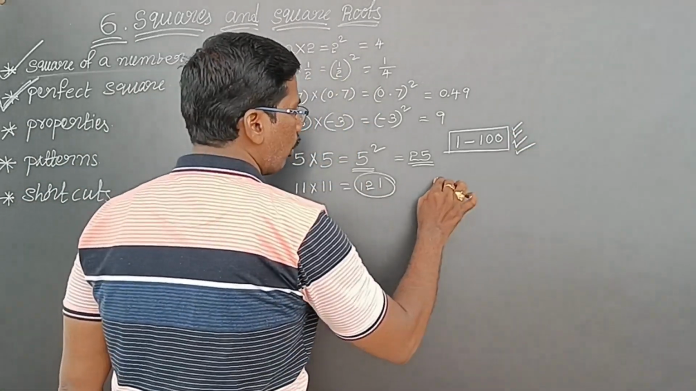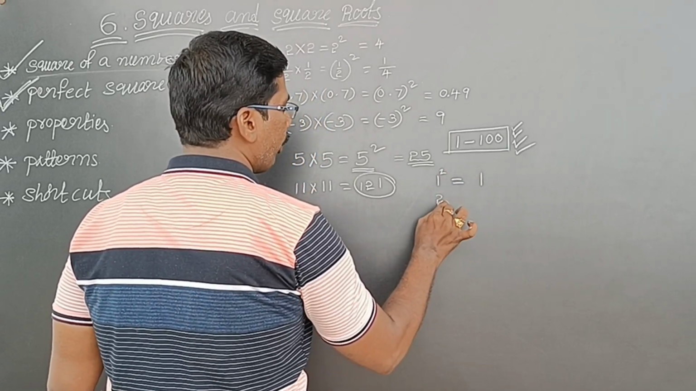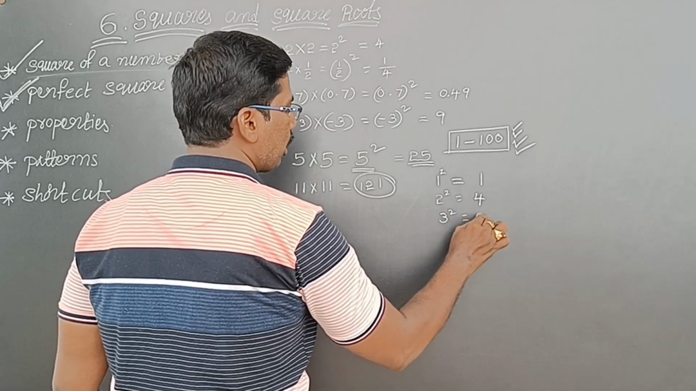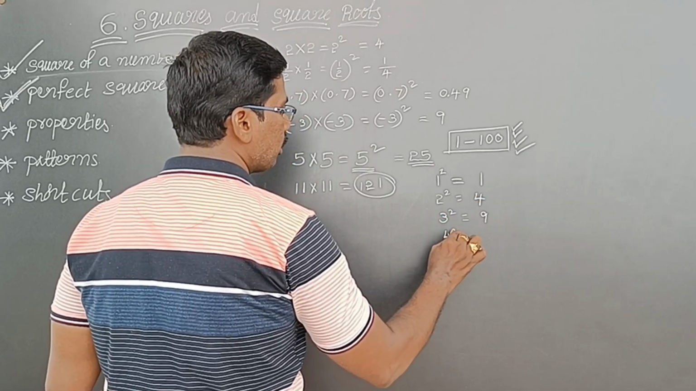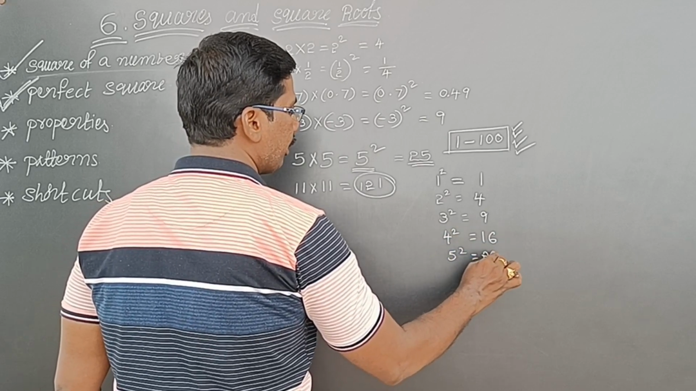Now let us see 1 square, if I do, what will I get? Answer 1. 2 square, if I do, what will I get? Answer 4. 3 square, if I do, what will I get? Answer 9. 4 square, if I do, what will I get? Answer 16. 5 square, if I do, what will I get? Answer 25.